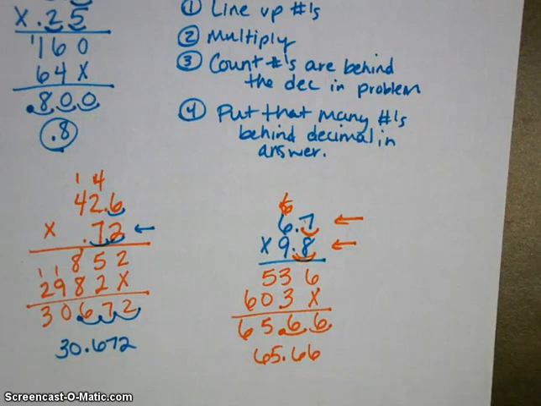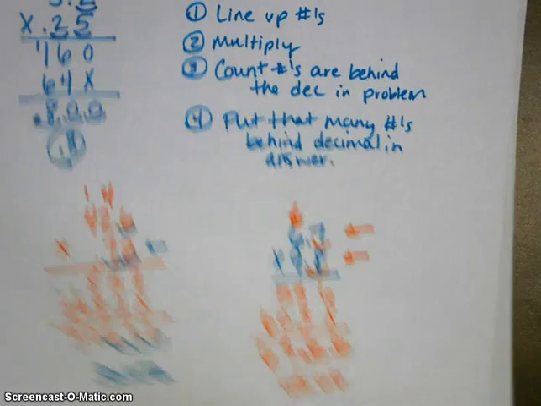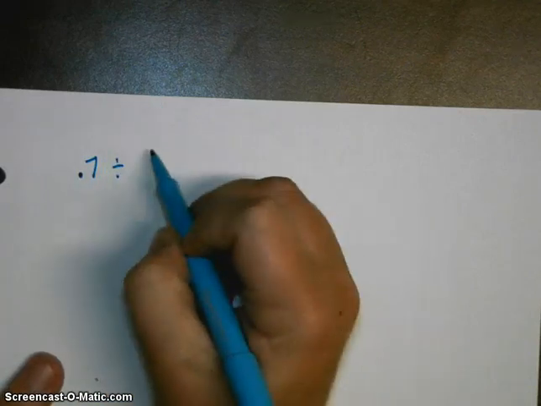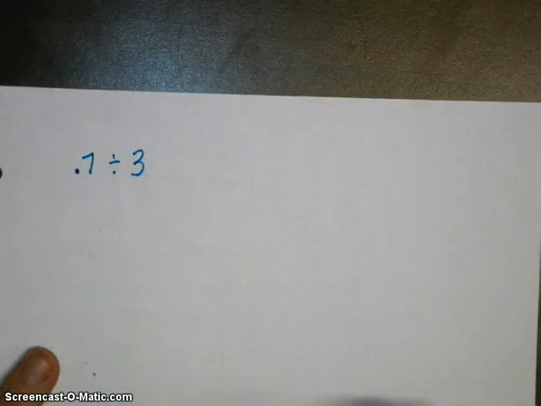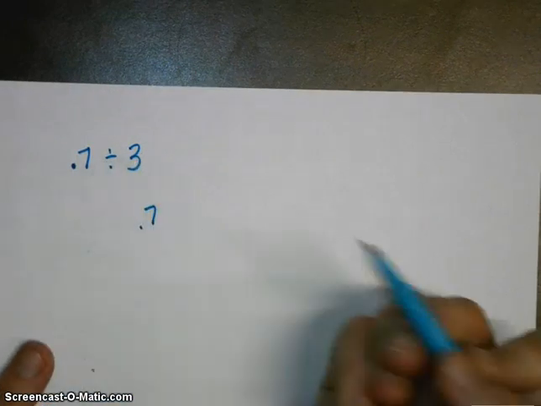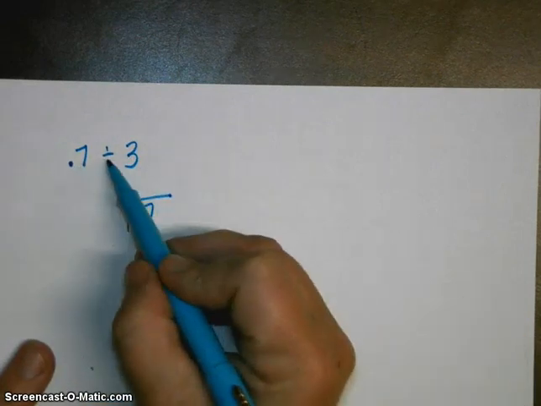Let's take a look at dividing decimals. Let's take a look at 0.7 divided by 3. That means 0.7 is going to go inside my division. 0.7 divided by 3.